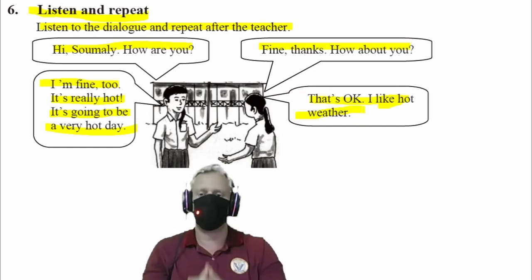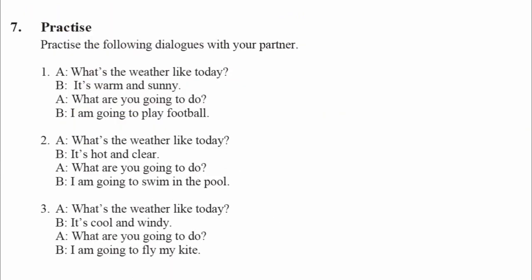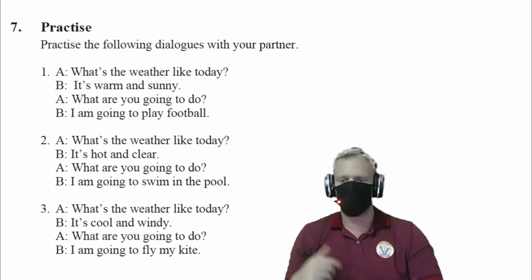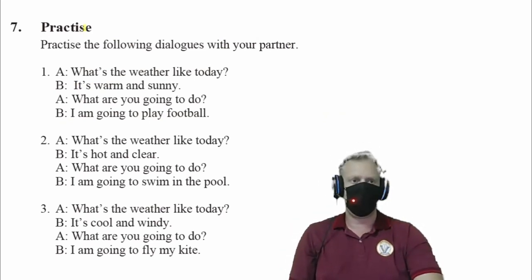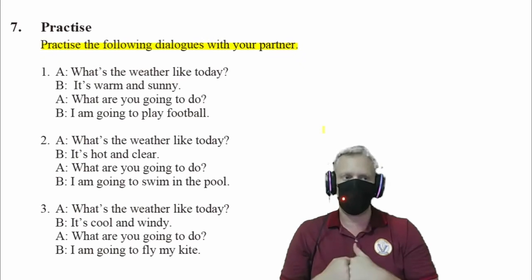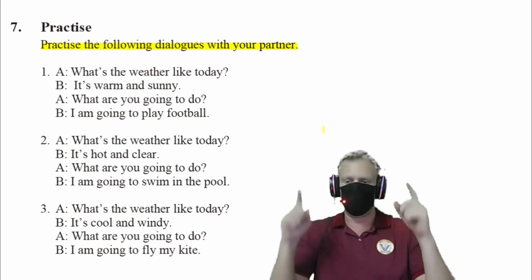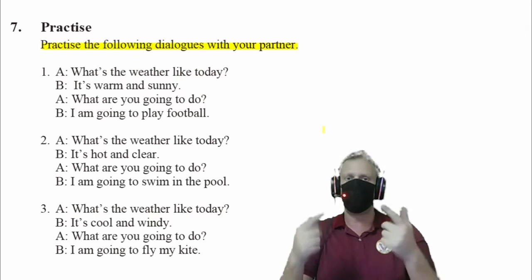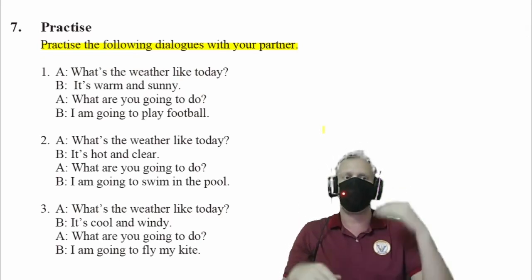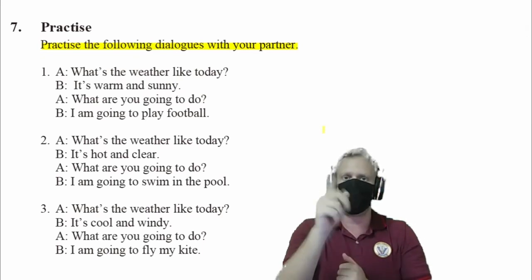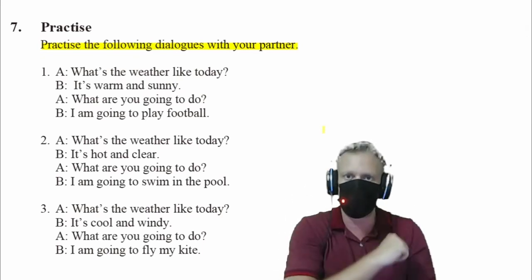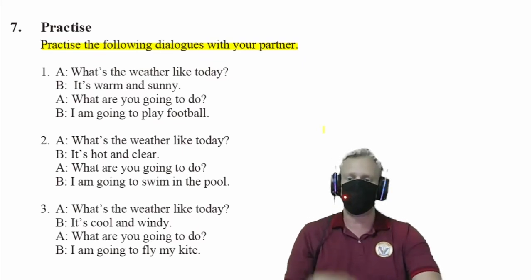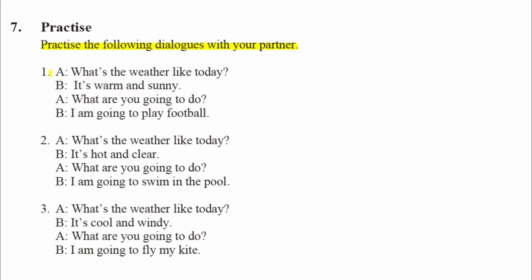Okay, let's move on to number 7. Practice the following dialogues with your partner. Well, I will be your partner for today, so I will read all A's and you read all B, okay? And then we will change it and you will be A and I will be B. Okay, so let's get started. Number 1, A, that's me.